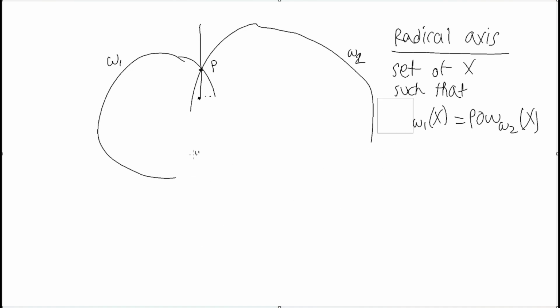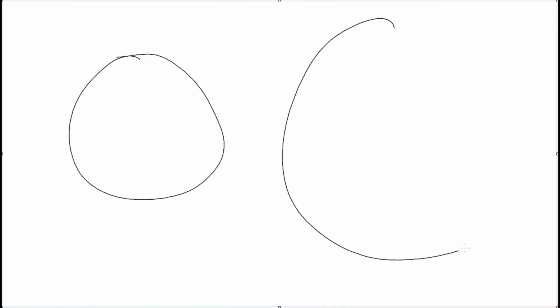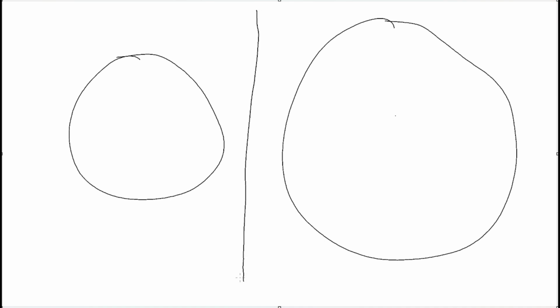And do the circles need to intersect in order to have a radical axis? Absolutely not. For example, if we have a circle like this and a circle like this here, then the radical axis would be a line like this. Even though the circles don't intersect at all, they still have a radical axis, and this point has equal power with respect to each circle.